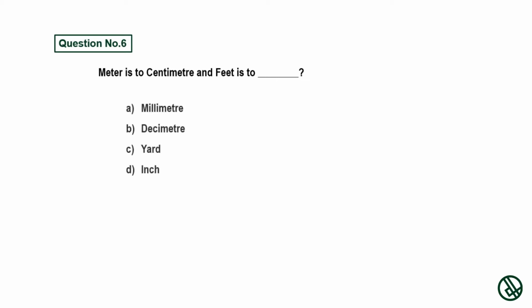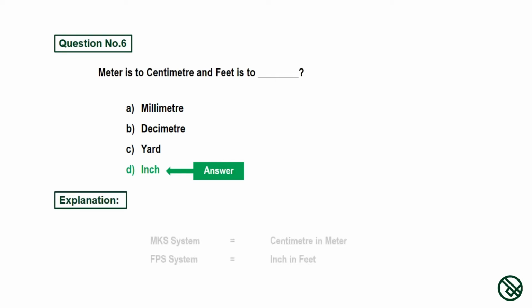Question number 6. Meter is to centimeter as feet is to. Option A, millimeter. Option B, decimeter. Option C, yard. Option D, inch. Answer is option D, inch. Explanation.